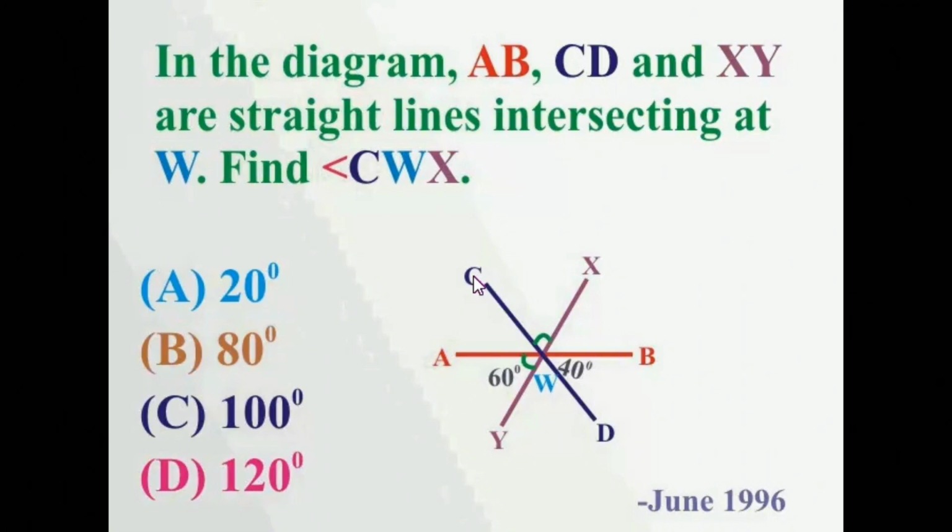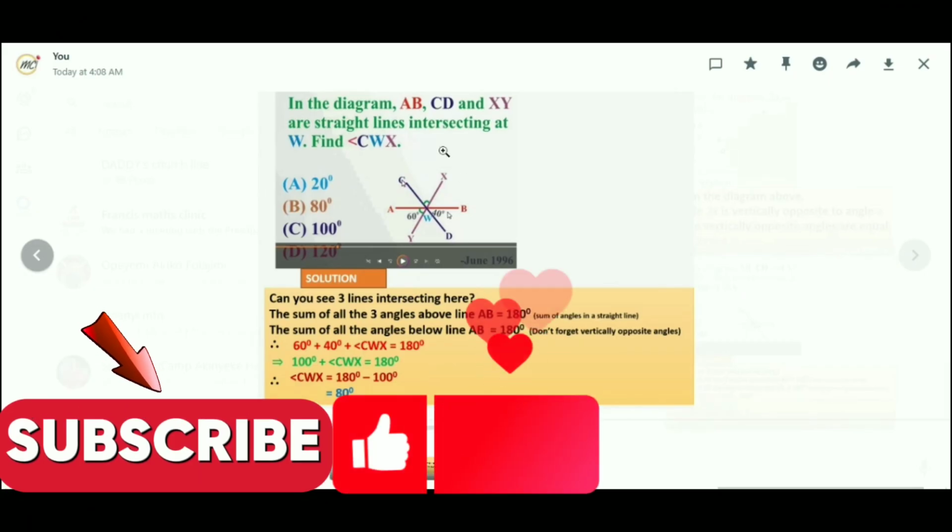Look at this question. It says, in the diagram, line AB, line CD, and line XY are straight lines intersecting at W. Now, look at W here. Find angle CWX. Look at this angle here. Now, look at the solution to this question.